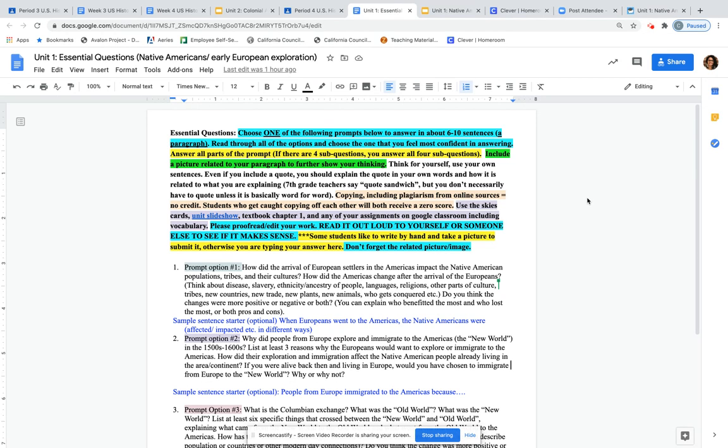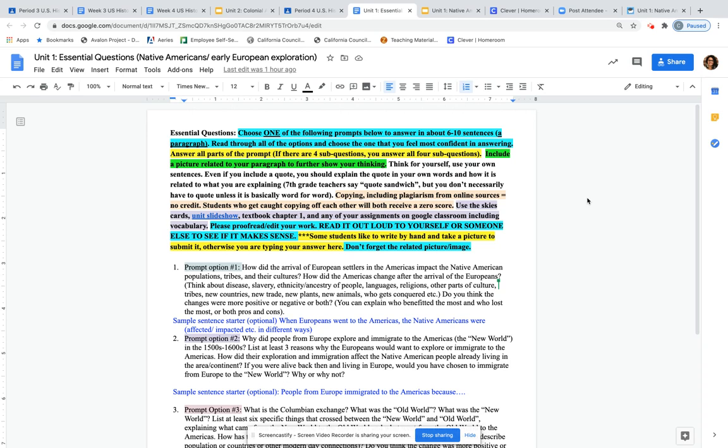So essential meaning important, but you don't have to answer all of the questions. We're just going to have you choose one of the prompts to answer in a paragraph, which is about 6 to 10 sentences. Now, the best way to do this is to read through all of your options because we're doing it this time the first time around, but every single time we wrap up a unit, you're going to be given a written assessment.